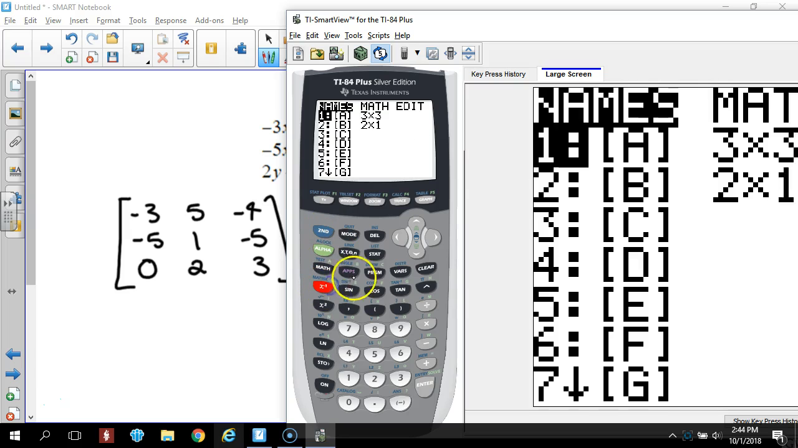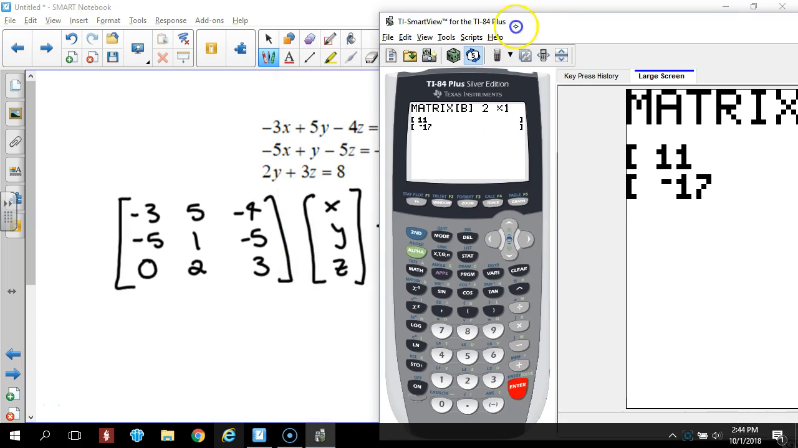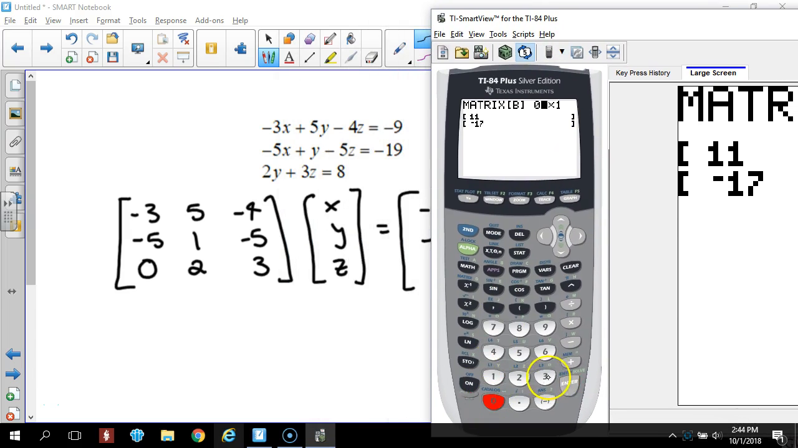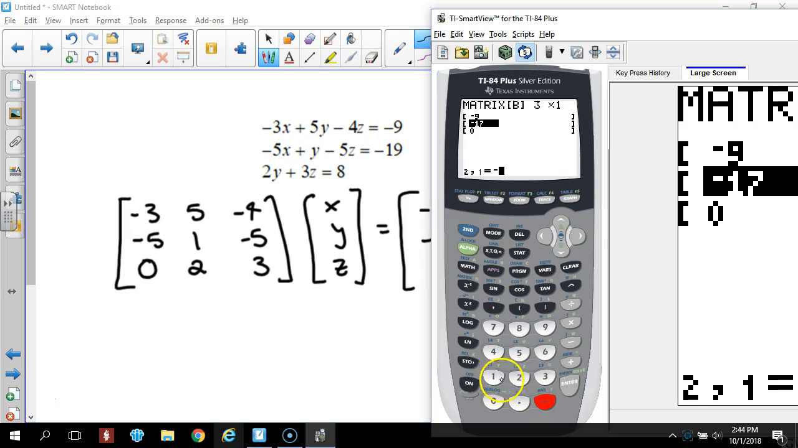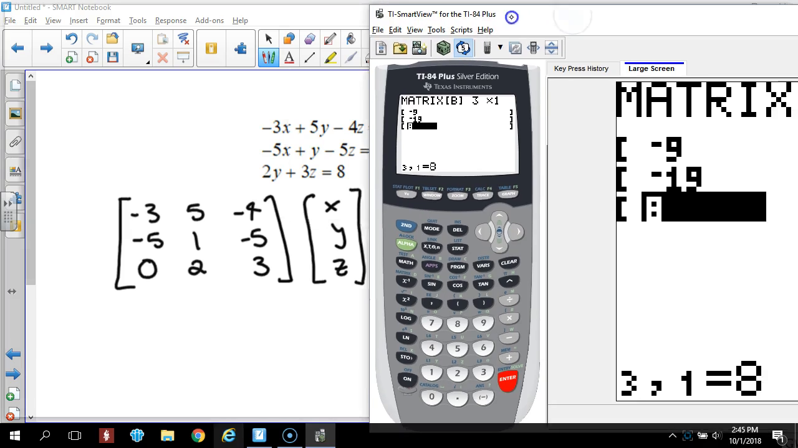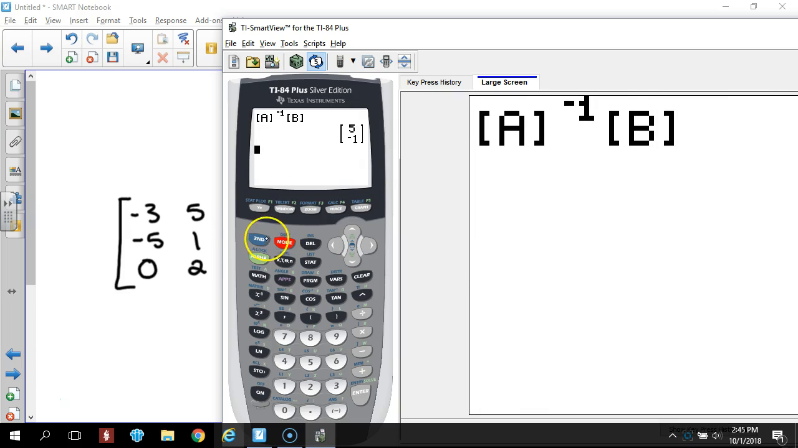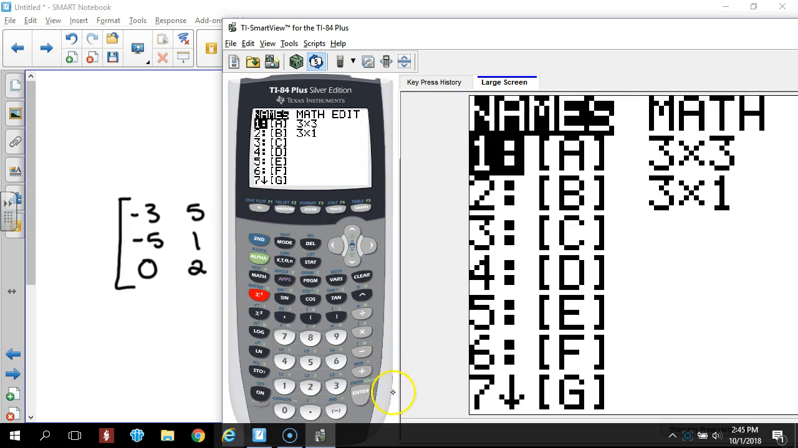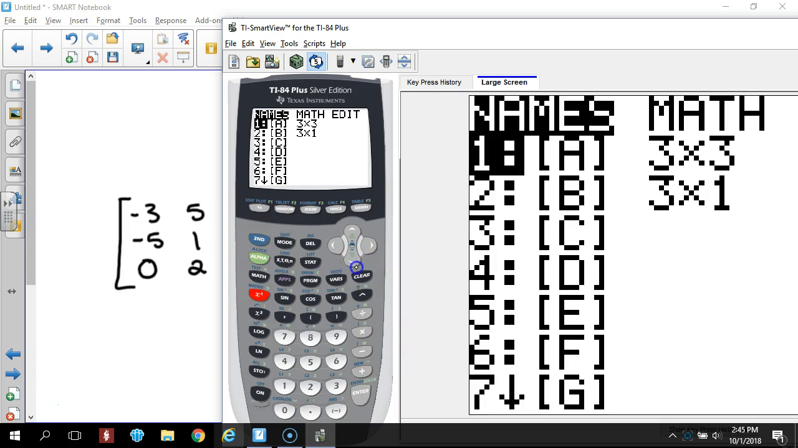So now I'm going to go back into the matrix screen, and I'm going to go over to Edit, and I'm going to change this one to be my solutions matrix, which here it was a 2 by 1. Now on this one, I need it to be a 3 by 1. So now I have -9 for the first entry, -19 for the second, and 8 for the third. So now I have these, and I'm going to go ahead and go back to the home screen, and I can enter this back in again.